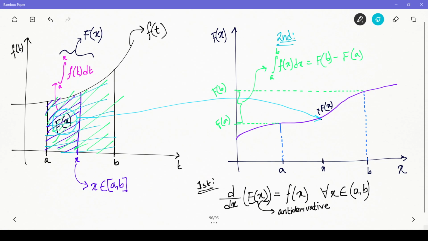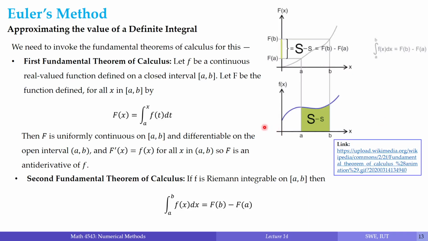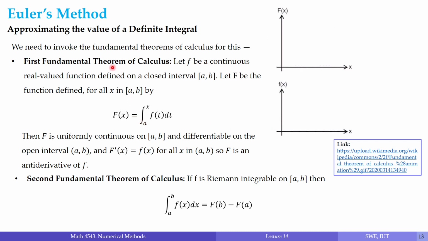Okay, fine. So let's see how we can use these two theorems in order to apply Euler's method to come up with an approximation for a definite integral. Okay, let's go back to our presentation. Now that we are back to the slide, you can go through these formal statements of these two theorems.